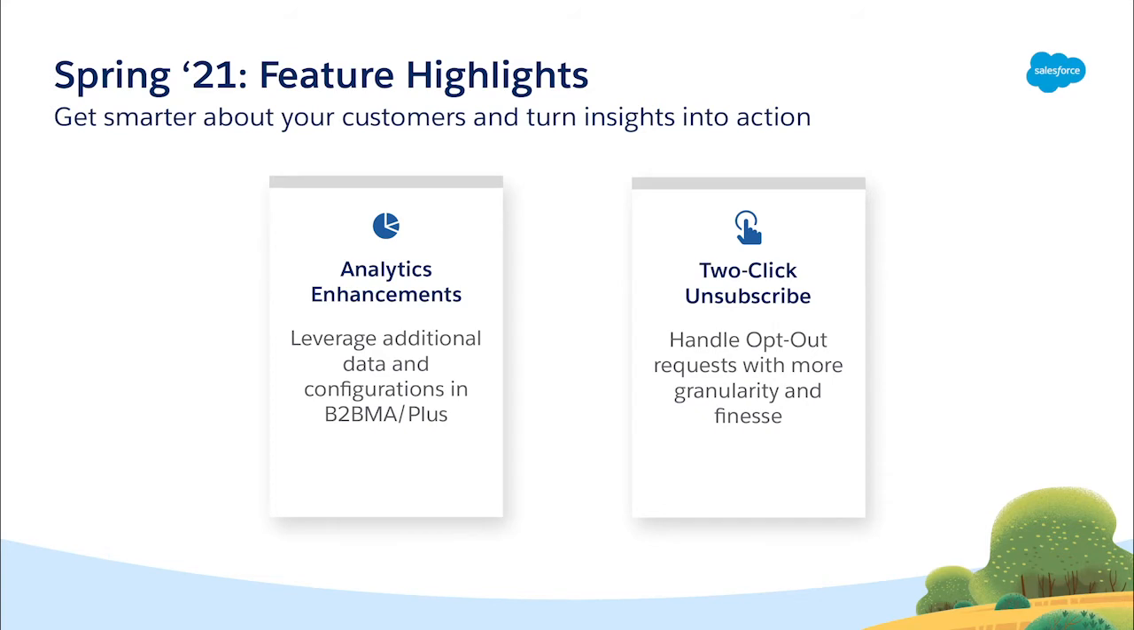In the Spring 21 release, we have a handful of product updates available to help turn your insights into actions. We have several enhancements on our analytics product that will allow you to leverage additional data in B2B MA and B2B MA+. And we've enhanced our base unsubscribe feature in Pardot to give your users more granularity and control with how you capture opt-out requests. So let's take a look at some of these exciting changes.